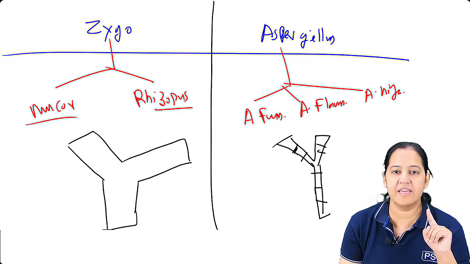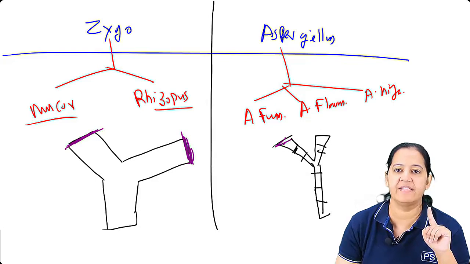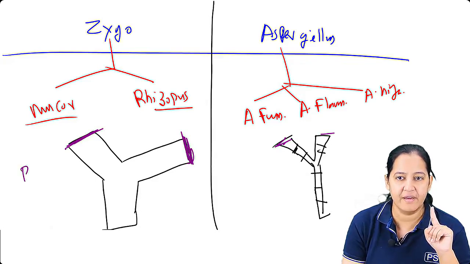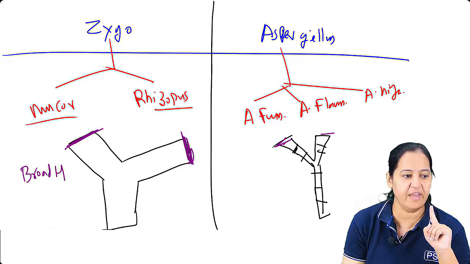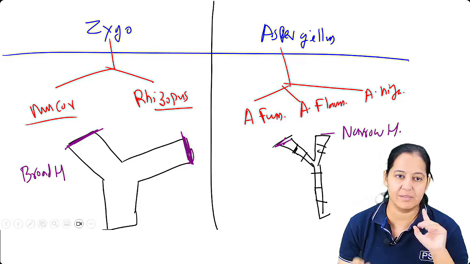Number one, you will say broad. Here the hyphae is broad. See the hyphae. And here the hyphae is narrow. Say, ma'am, broad hyphae. Write down broad hyphae. Write down narrow hyphae. Say yes, broad hyphae, narrow hyphae.